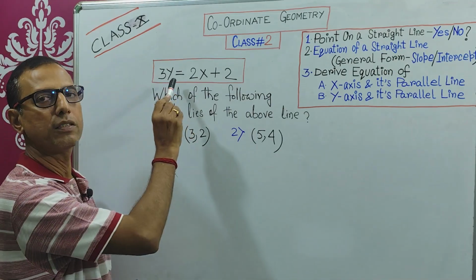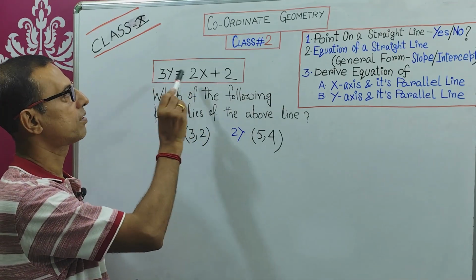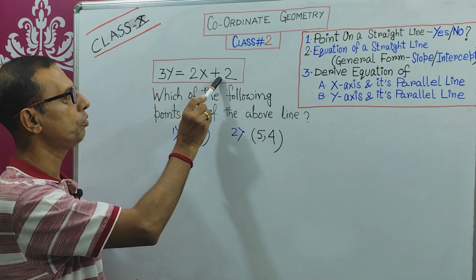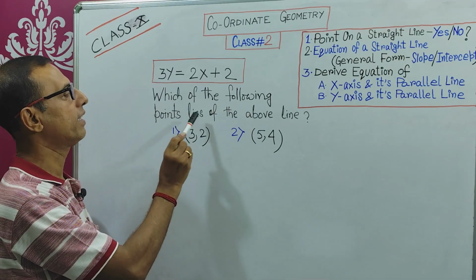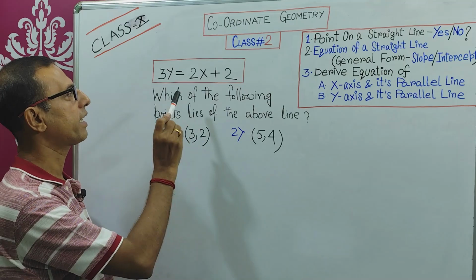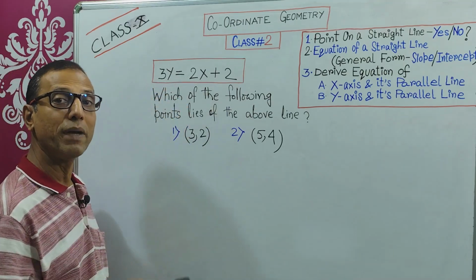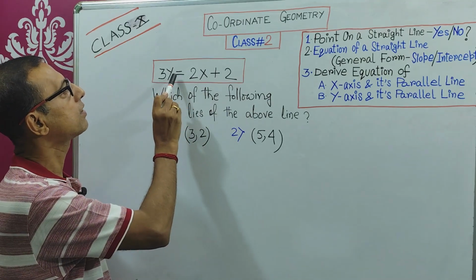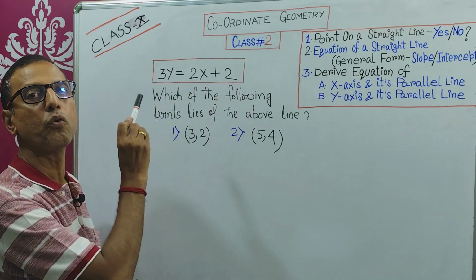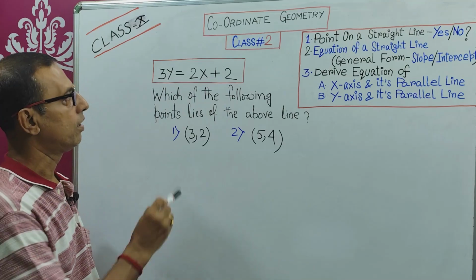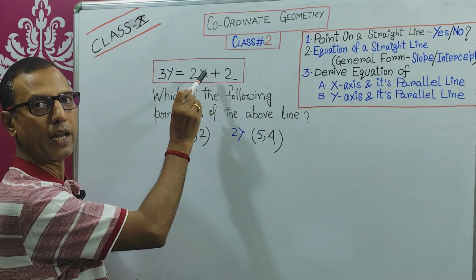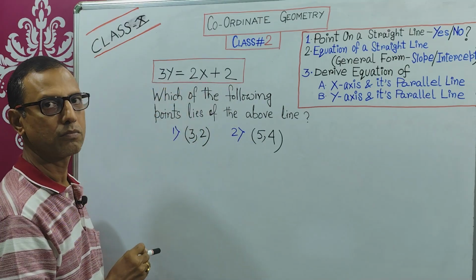If a straight line equation is given, here it is 3y equals 2x plus 2, then which of the following points lies on the above line, right? So you need to find out which of the points actually lies on this line. First of all, this is an equation of a straight line because it's a linear equation with two variables, right? So it is a straight line equation which has two dimensions, x and y, right?